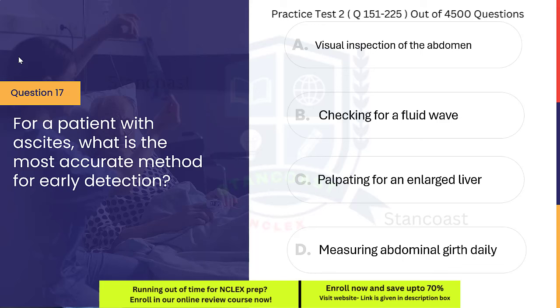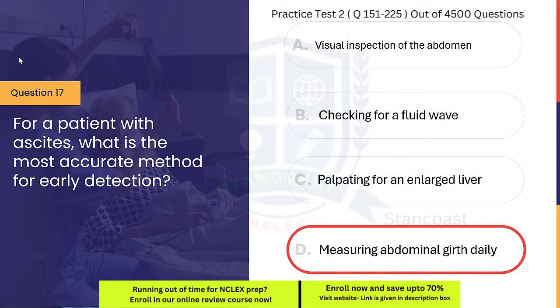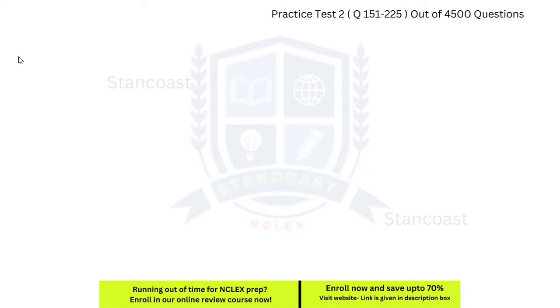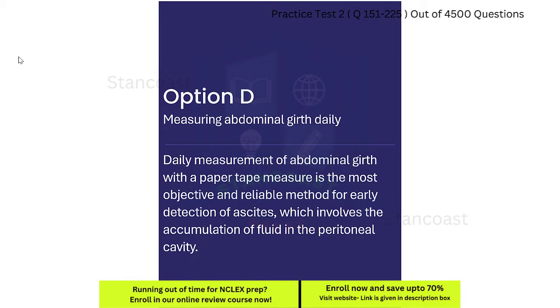The correct answer is D. Measuring abdominal girth daily. Daily measurement of abdominal girth with a paper tape measure is the most objective and reliable method for early detection of ascites, which involves the accumulation of fluid in the peritoneal cavity.